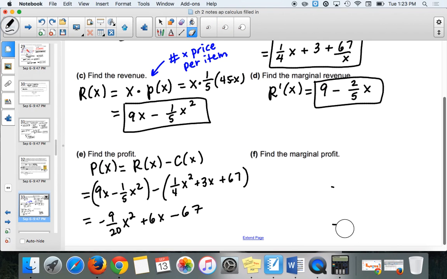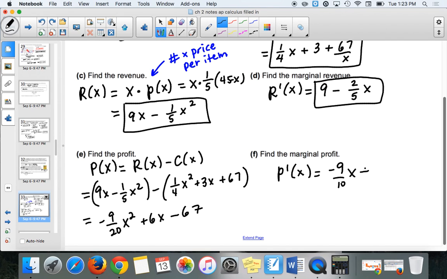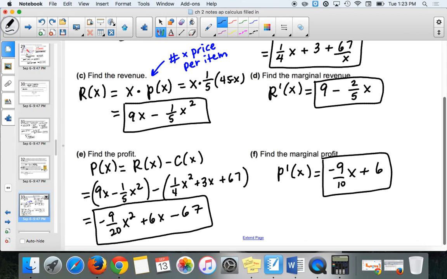All right, and the last thing is marginal profit. So the marginal profit, P prime, is going to be negative 9 over 10 X plus 6. So negative 9 over 20 times 2, right? And then X. So I took the derivative here. You got it? I could ask lots of questions, like what's the marginal profit for creating 100 items, or for creating 2 items, and so on. You could find all of those different things by plugging in the numbers.